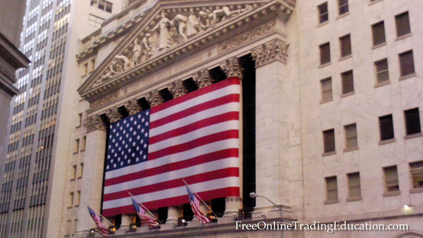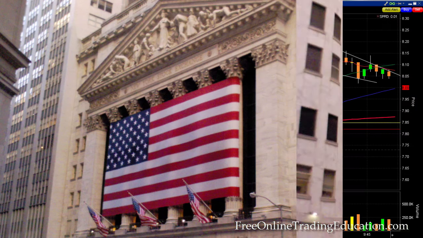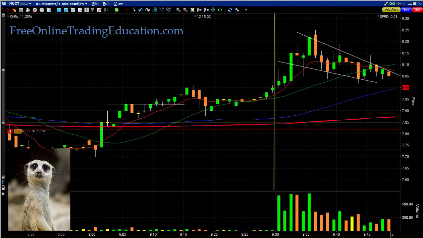Let's take a look at a trade that we had in that room this morning, and it was on NUGT, N-U-G-T. This is the Gold Miners ETF. Here's what it looked like just after opening. Before opening it was running, and it ran right up here, and now it's forming what we call a bull flag.